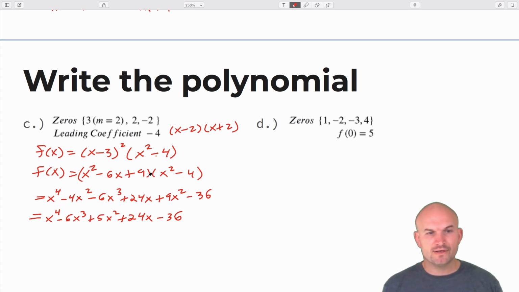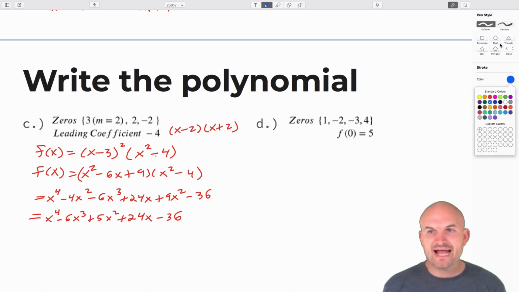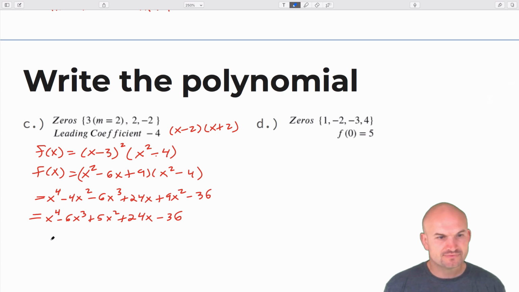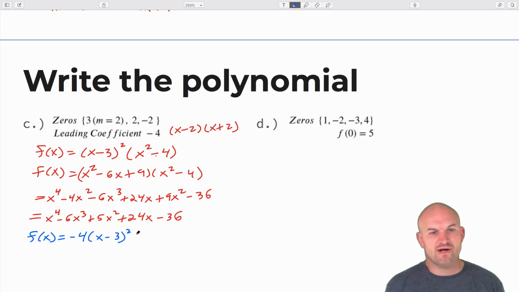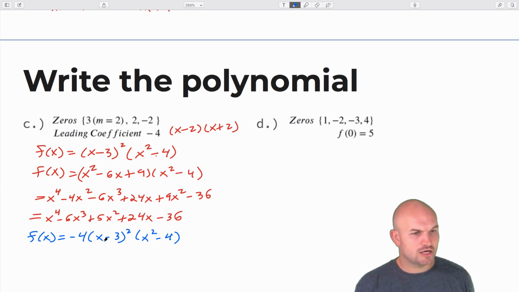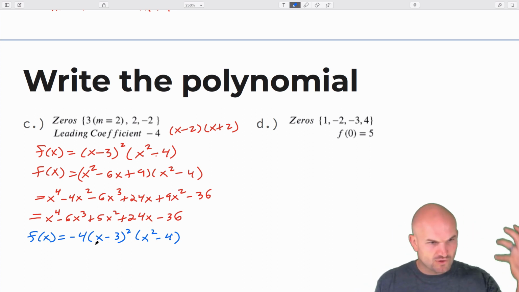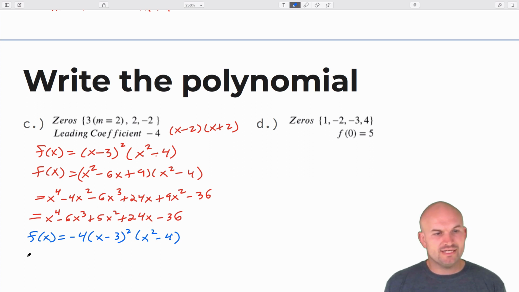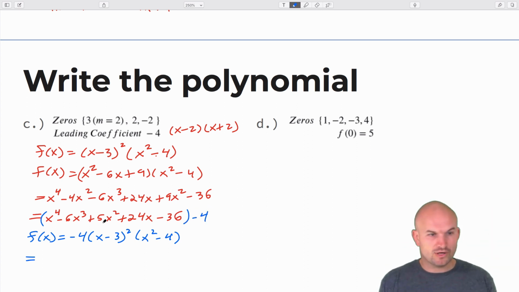a leading coefficient of negative 4. Right? Again, this negative 4 could have happened anywhere. I could have plugged in a negative 4 like here: negative 4 times x minus 3 squared, times x squared minus 4. That does not change the factors, right? If I said find the zeros from this case, you would have divided out a negative 4 anyways. The negative 4 does not impact this polynomial. So all I need to do is multiply everything. So basically I'm going to take this and multiply it by negative 4. Now you could leave it like that as a product with negative 4, right?